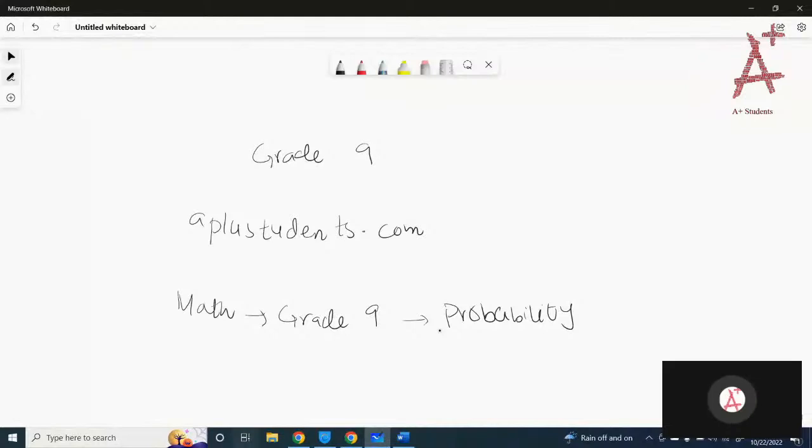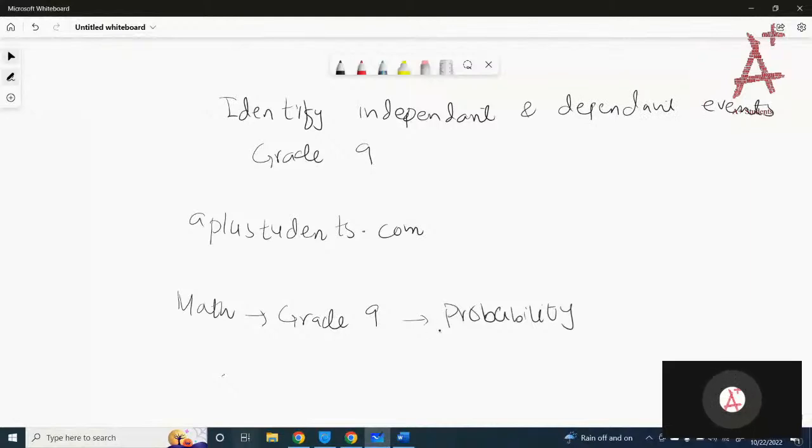So we'll start with chapter 10, that is probability, and the lesson we're going to start with is identify independent and dependent events. Please make sure you have your notebook and pencil before starting with the lesson. Got it? Let's start with identify independent and dependent events.